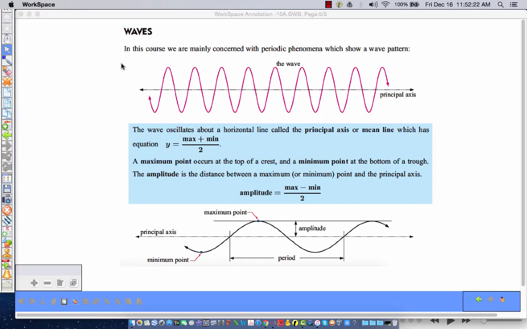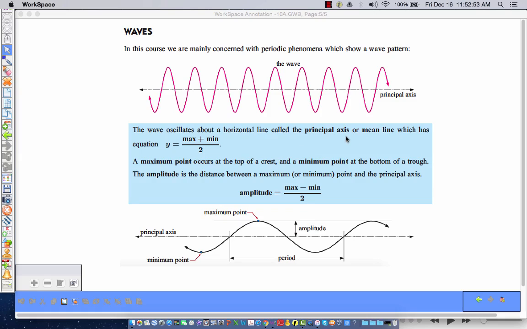Finally, we're concerned mainly with periodic phenomena which show a wave pattern. You'll see that the sine and cosine curves are waves. Okay, so a couple of vocabulary terms. The principal axis is horizontal, and it divides the function in half from top to bottom. It divides it vertically. The wave oscillates about a horizontal line called the principal axis, or mean line.